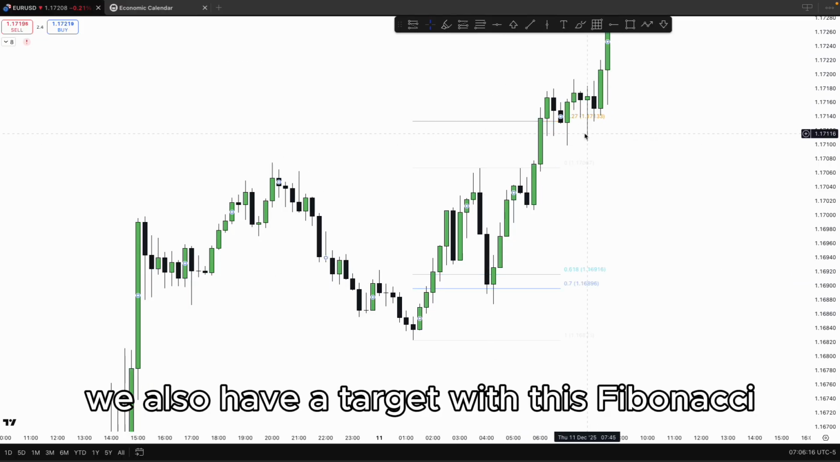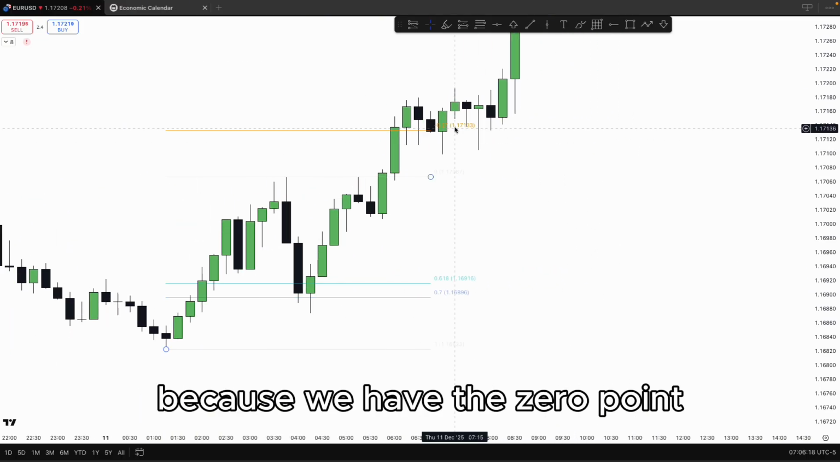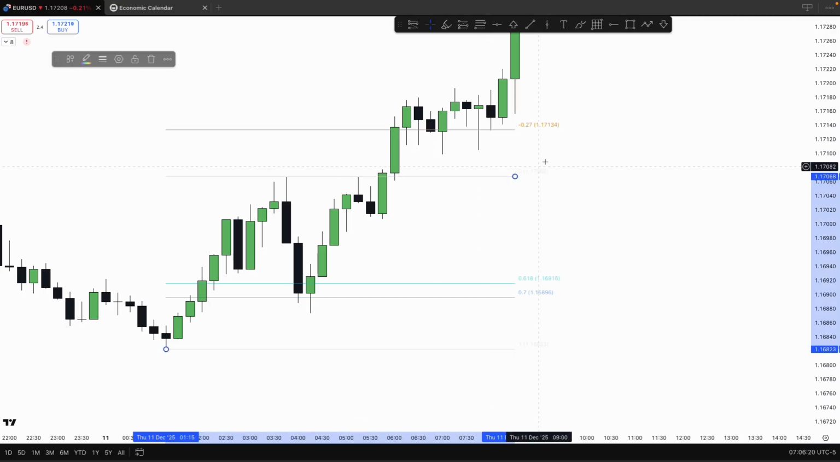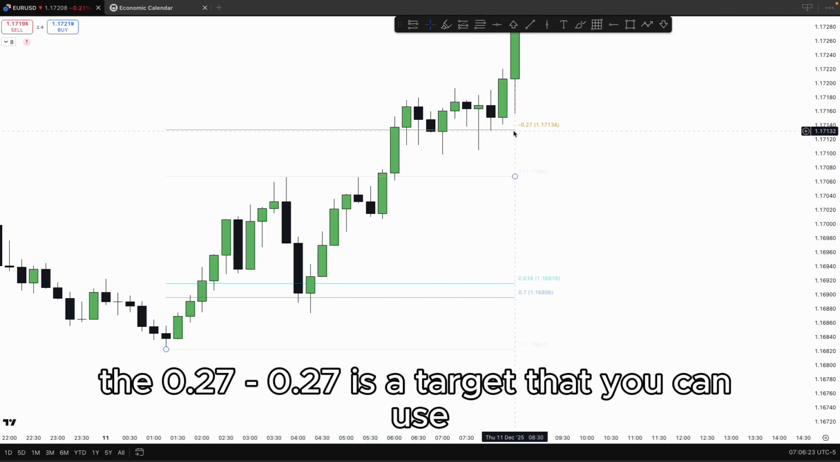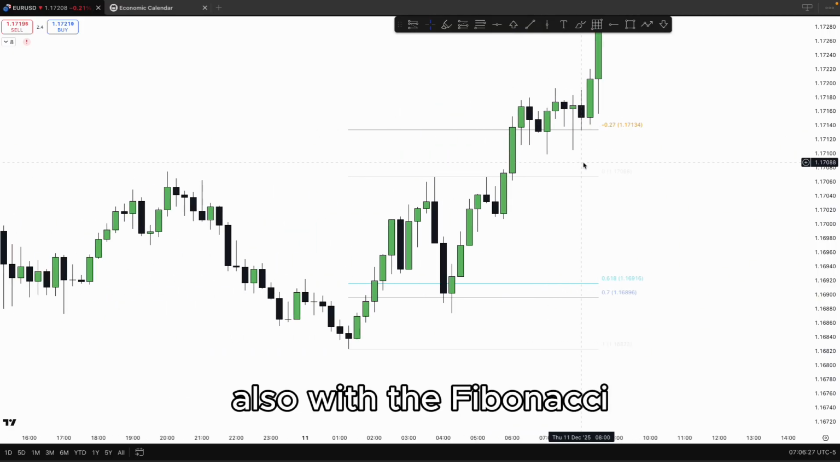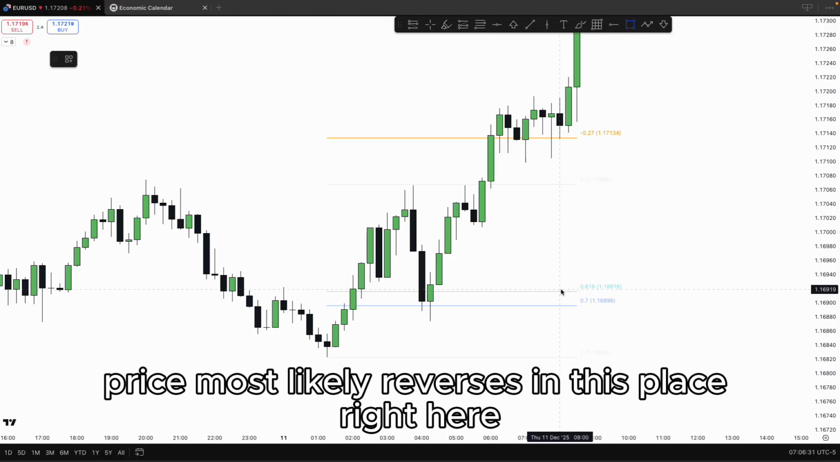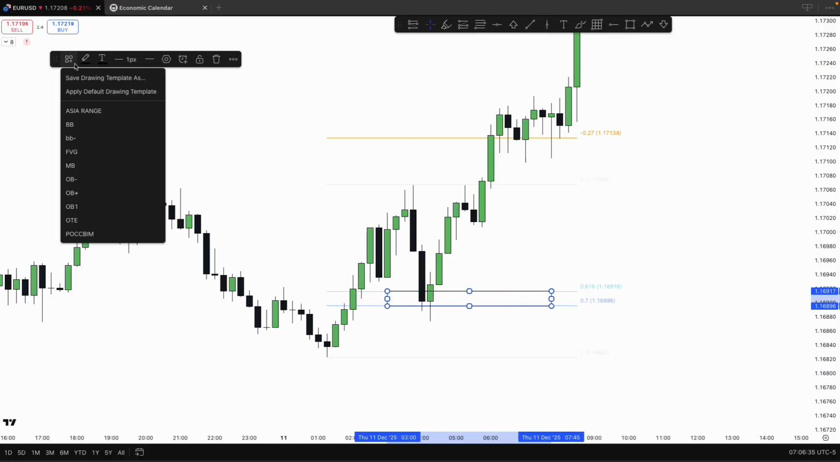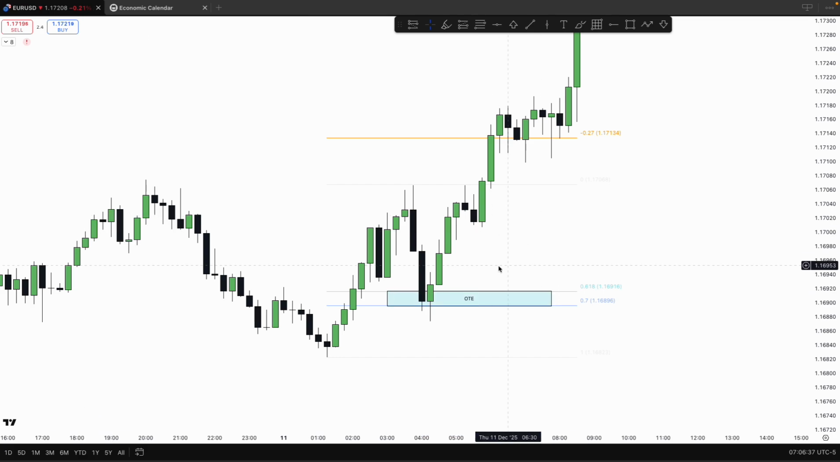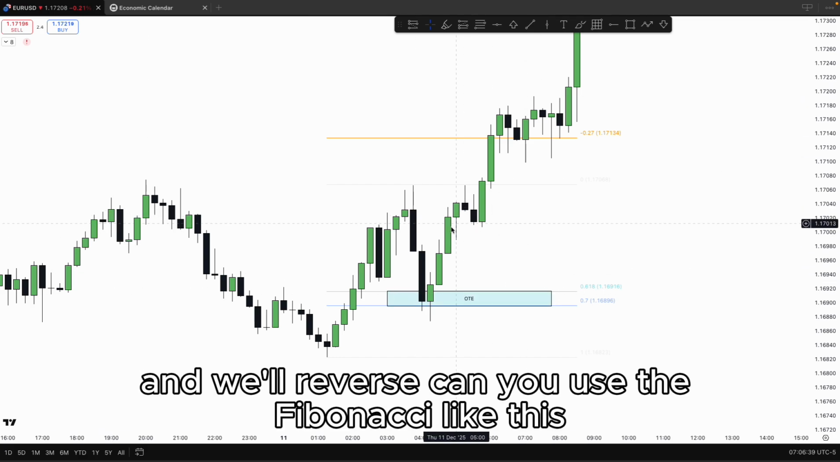We also have a target with this Fibonacci because we have the minus 0.27. The minus 0.27 is a target that you can use with the Fibonacci if you'd like to have a target with your Fibonacci. Price most likely reverses in this place right here, and will reverse.